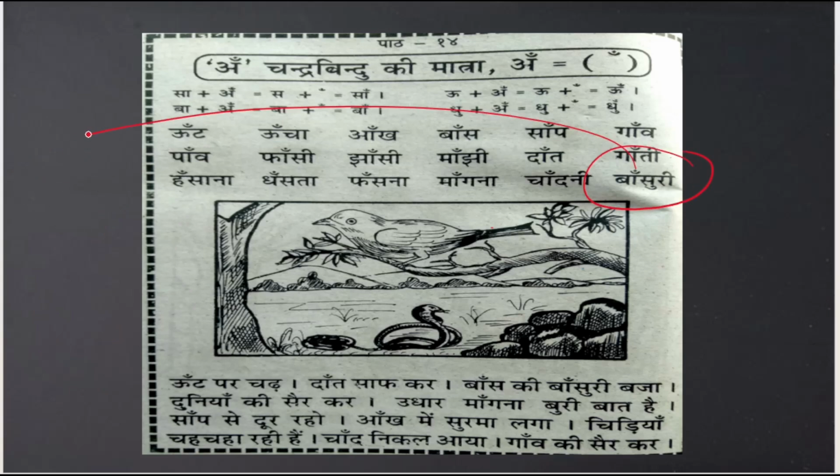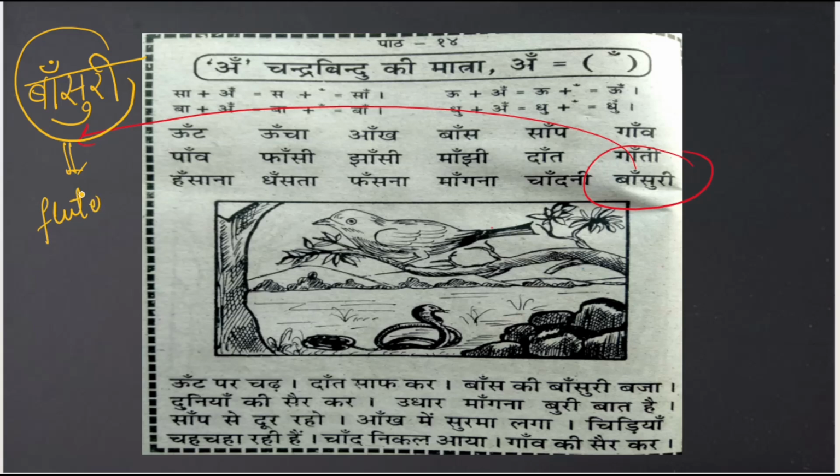This is Ba. This is mother of A, and this is Sa, this is mother of Chota O, this is Ra, this is mother of Badi E. Now it became Basuri. But due to this mother of Chandrabindu, it became Bansuri. Okay, Bansuri. It means flute. It is a kind of musical instrument. Okay. Now we will read this complete paragraph.